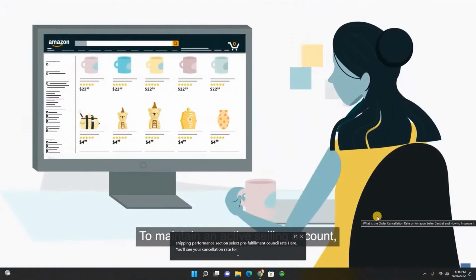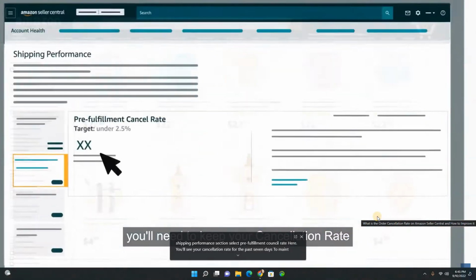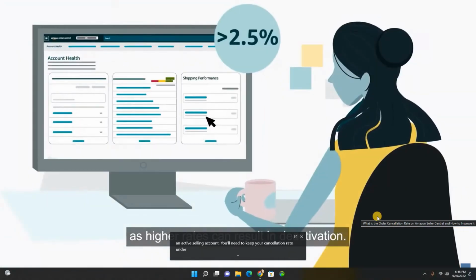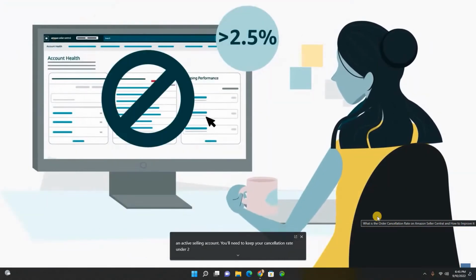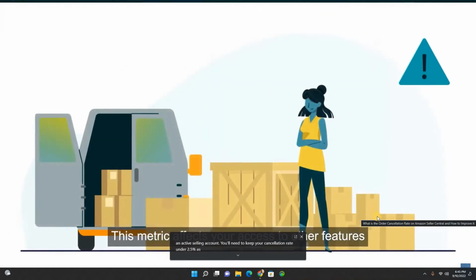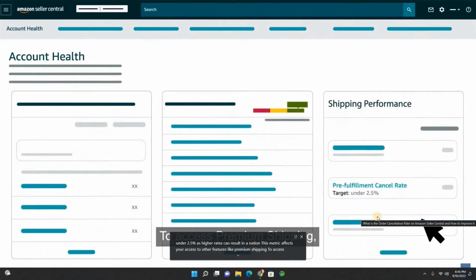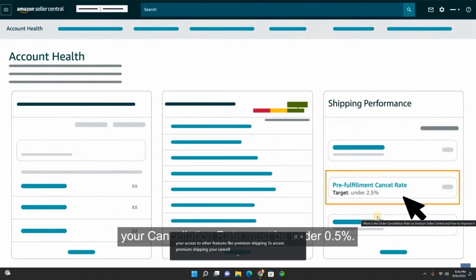To maintain an active selling account, you'll need to keep your cancellation rate under 2.5%, as higher rates can result in deactivation. This metric affects your access to other features, like premium shipping. To access premium shipping, your cancellation rate must be under 0.5%.